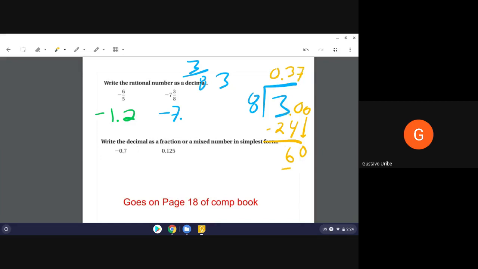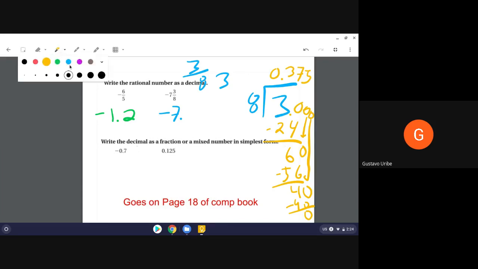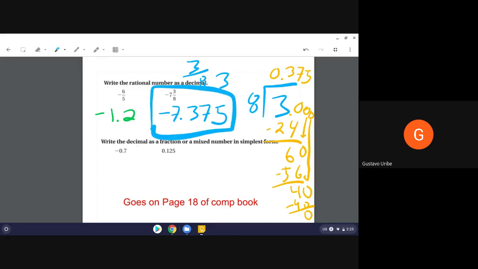So there's a 7. I have a 4, and I'm going to bring down one more. And it's going to end here. 8 multiplied by 5 will give me 40. And that's it. So what I'm going to do now, we got 0.375. But remember, there's actually a 7 here. So whatever I got for the decimal, I'm just going to add it on here. -7.375. So this will be your answer for that one.